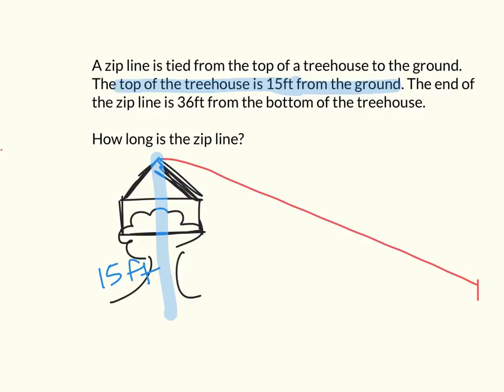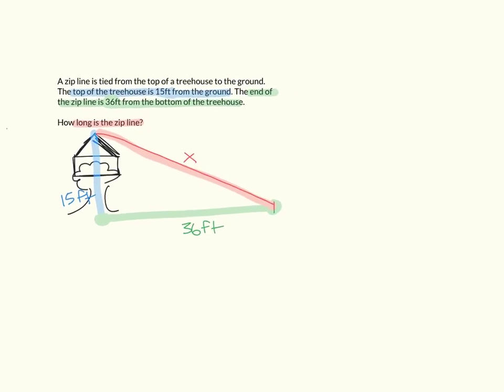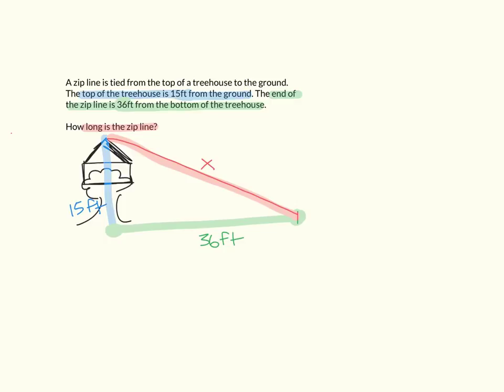Let's look for another number. There it is, and let's read it. The end of the zip line, right here, is 36 feet from the bottom of the treehouse. Right there is 36 feet. And so my question, how long is the zip line? There's my zip line, and you can see the right triangle now. So how long is that zip line? Go ahead and see if you can figure it out. Hit play when you're done to check your answer.